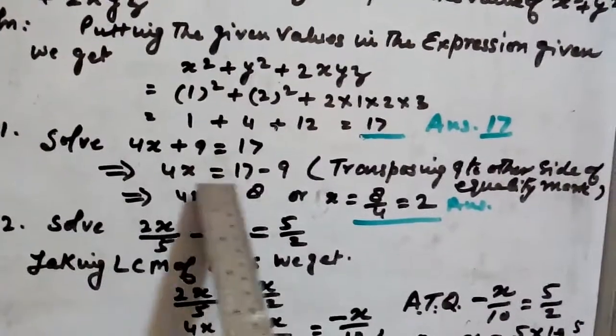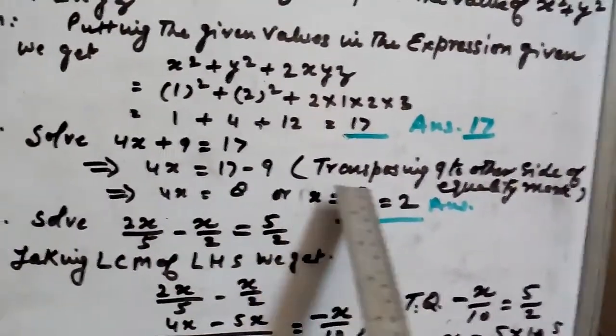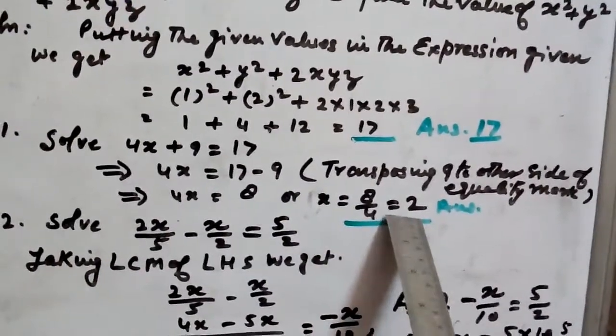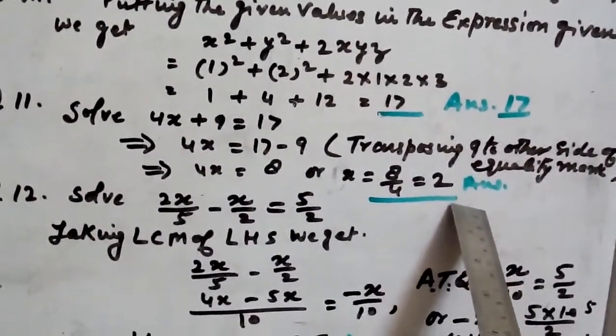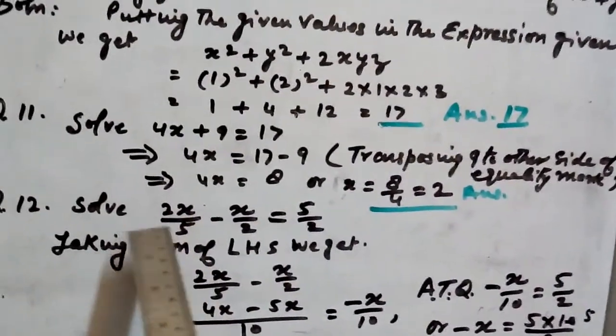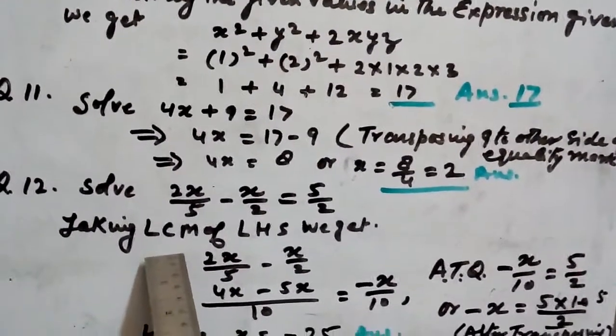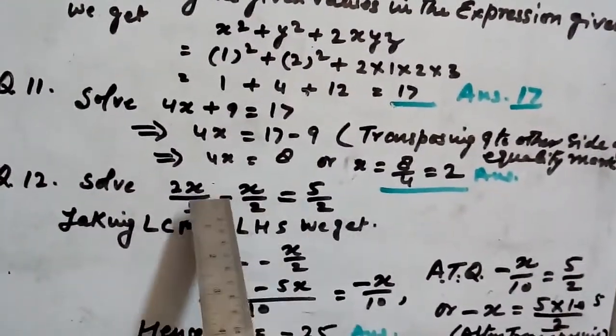Children, it implies that 4x is equal to 17 minus 9, which is equal to 8, and x is equal to 8 upon 4, or it is equal to 2. This is the answer for this. Now the next question before you, children, is to solve this expression.